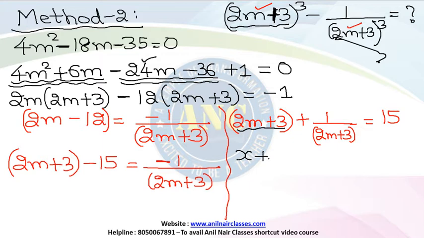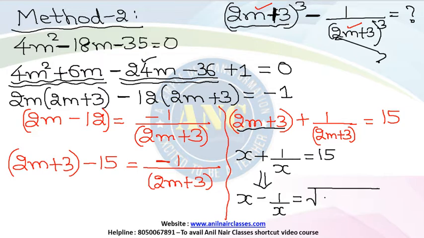That means they are giving you x plus 1 by x value as 15, and they are asking you x cube minus 1 by x cube value. But if I want to get x cube minus 1 by x cube value, I should not have x plus 1 by x. I should have x minus 1 by x. So x plus 1 by x, if I know it as 15, x minus 1 by x will be square root of 15 square minus 4. 15 square minus 4 is 221. That means x minus 1 by x is root 221.